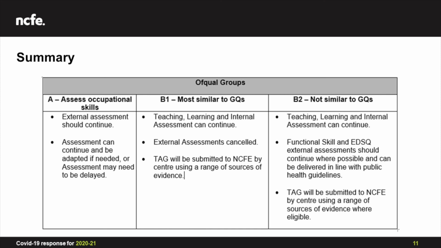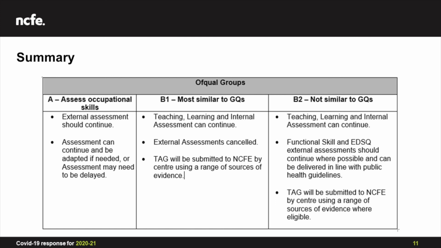To summarise then, in line with Ofqual guidance, we have grouped our qualifications into three main categories, which we have set out on screen now. Category A, which assesses occupational skills and is out of scope for a TAG. Assessment can continue and be adapted if needed. Where this is not possible, assessment may need to be delayed.